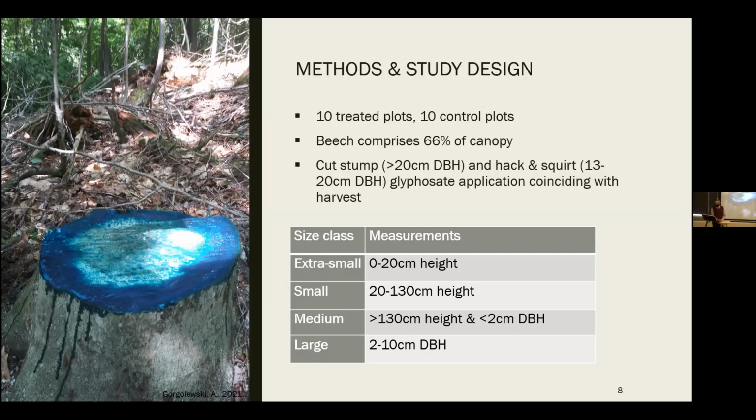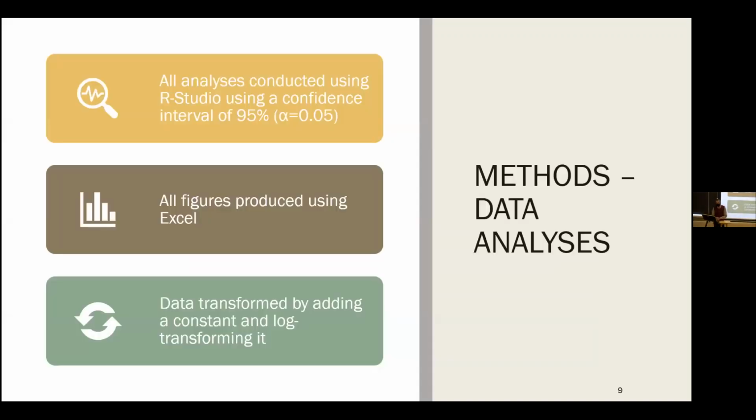Density data was collected in 4 size classes: extra small, small, medium, and large. And percent cover data was only collected in the extra small size class. The initial data was collected within 6 weeks of treatment, and subsequent data was collected about 12 months later. All analyses that I ran with this data were conducted with RStudio with a confidence interval of 95%. All figures were produced using Microsoft Excel, and both the density and the percent cover data were transformed by adding a constant and then log transforming the resulting figures.